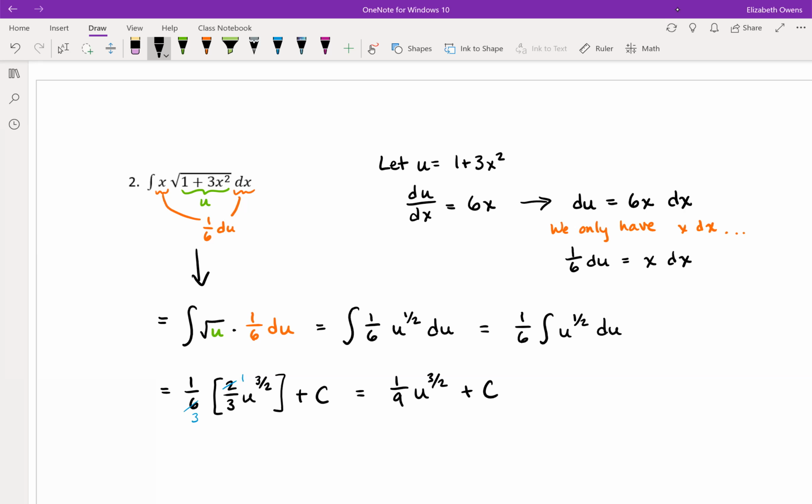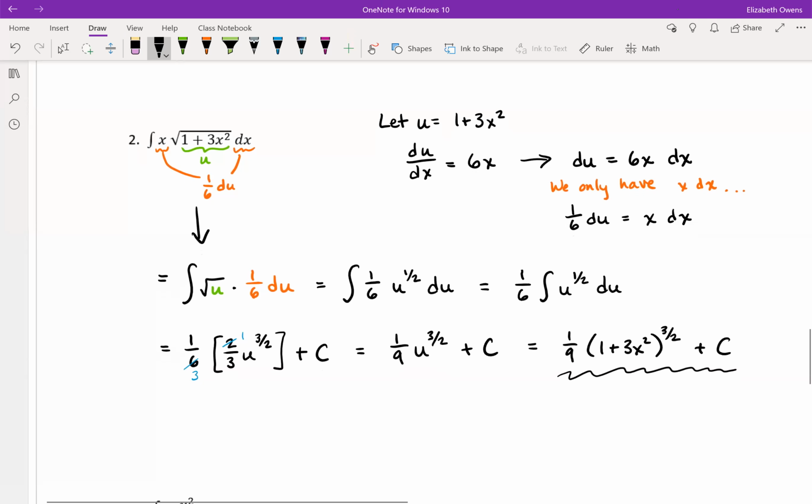But don't stop there. Even though it's tempting, we need to get this back in terms of the original variable x. So we go back through our substitution, and in place of u, we're going to put back 1 plus 3x squared. And that looks like this: 1/9 times 1 plus 3x squared to the 3/2 power plus c. And so there is our result for this indefinite integral.